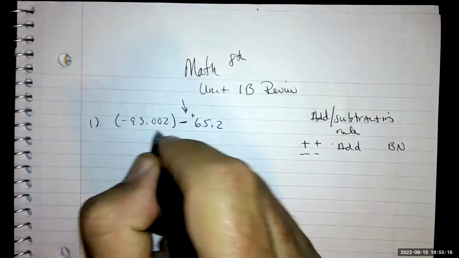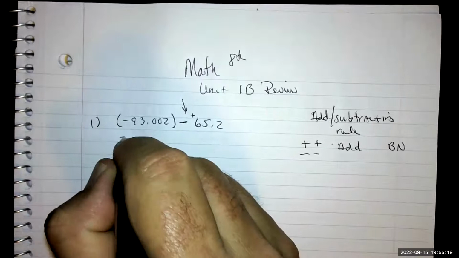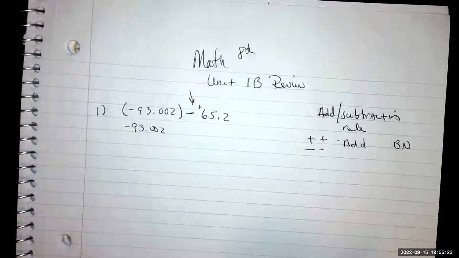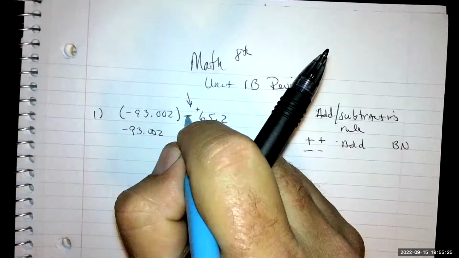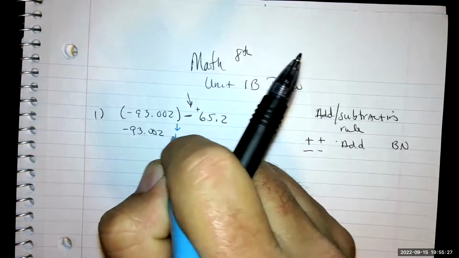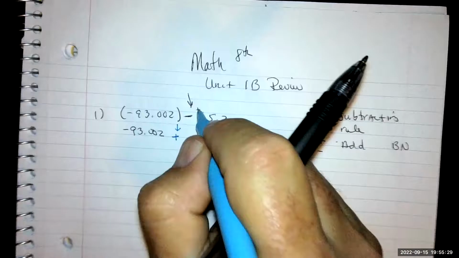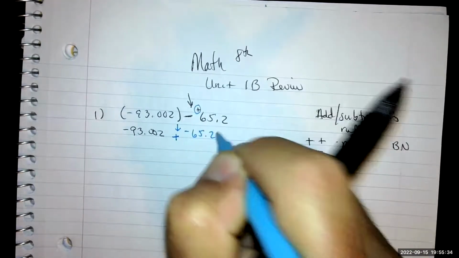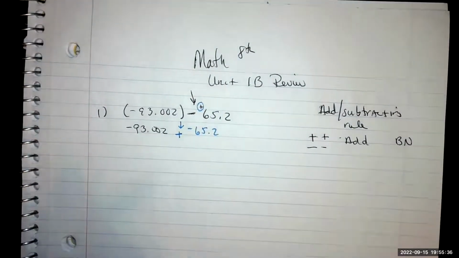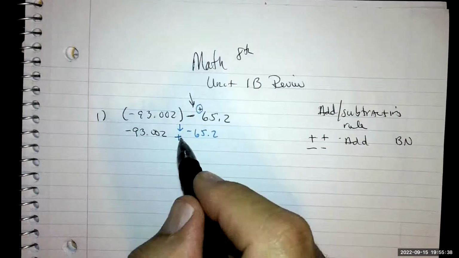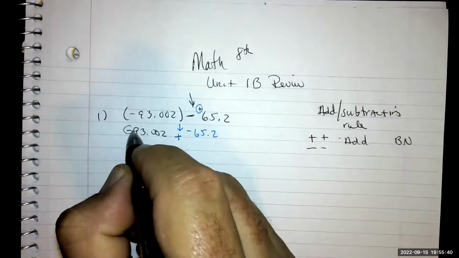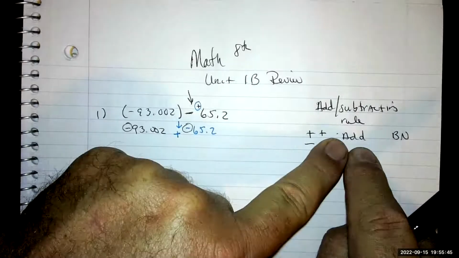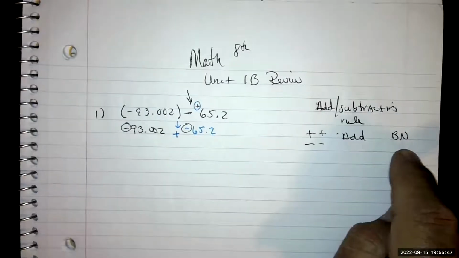All right, so I'm going to go ahead and write this: negative 93.002. We're going to change. Remember, we're going to add the opposite. So instead of a subtract, we're going to say plus, and the opposite of positive 65 is a negative 65.2. Once we have a positive, then we just check the signs. If you look, I got a negative here and a negative here. Two negatives mean we add, and we go with the sign of the biggest number.